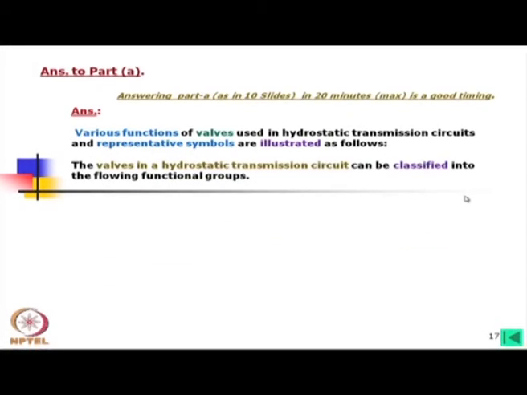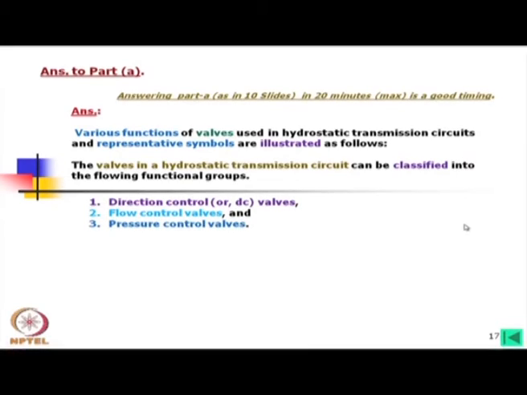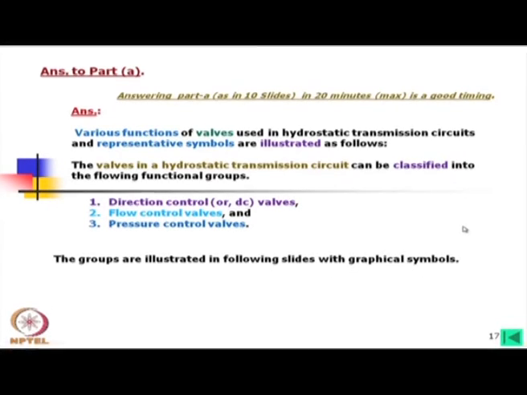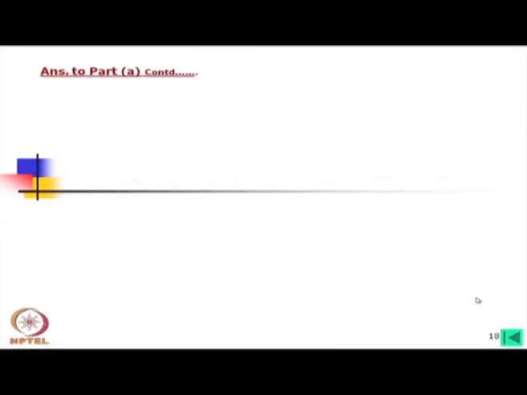The valves in hydrostatic transmission circuits can be classified into the following functional groups. One is the directional control valve, second is flow control valves, third is pressure control valves. The groups are illustrated in the following slides with graphical symbols. This is just how to answer, I have shown here how to answer. Now, direction control valves.